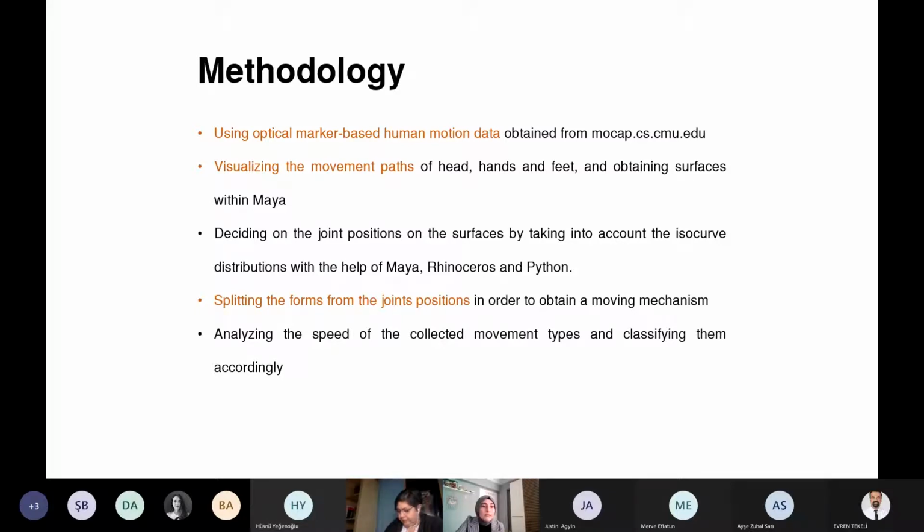So what I did is I visualized the movement paths of the markers, which I located on the head, hands, and feet, and I created surfaces out of them. Next, I focused on the isocurve distributions on those surfaces, which is related with the speed of the motion. And then I decided on where a moving mechanism can be added to the form to obtain a kinetic form. And lastly, I made some classifications and I analyzed the speed of the motion. The programs that I used in this research were Maya, Rhinoceros, and the scripting language Python.